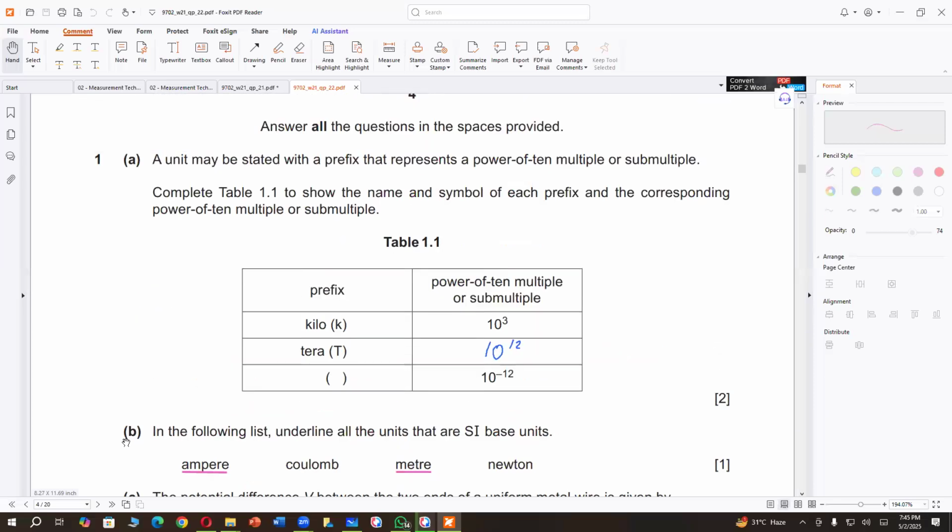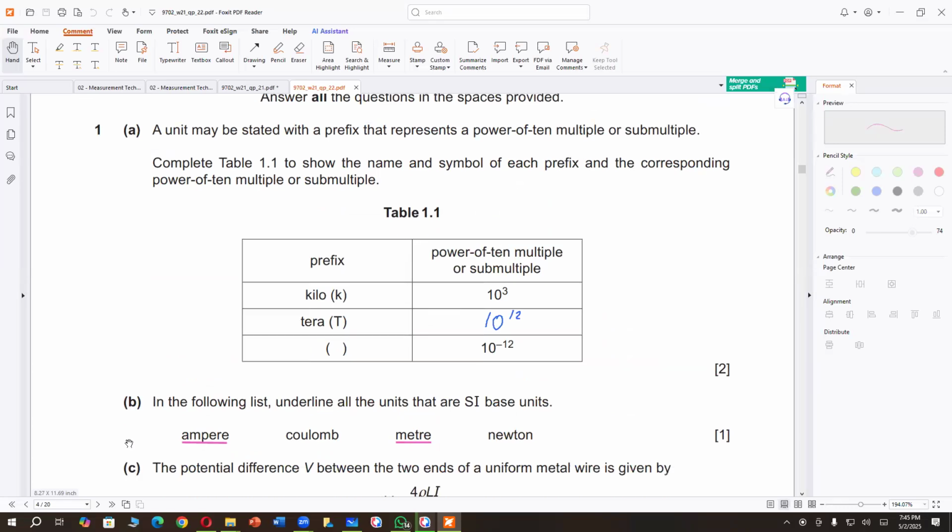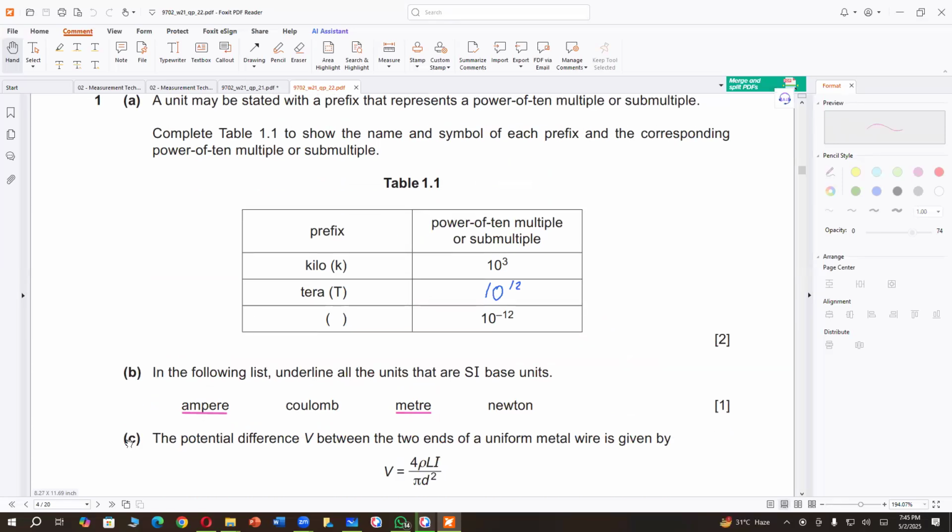Now look at this question. It says complete the table to show the name and symbol of each prefix and the corresponding power of 10. It's a good question, a memory question. So look at the table. Look at the first part.